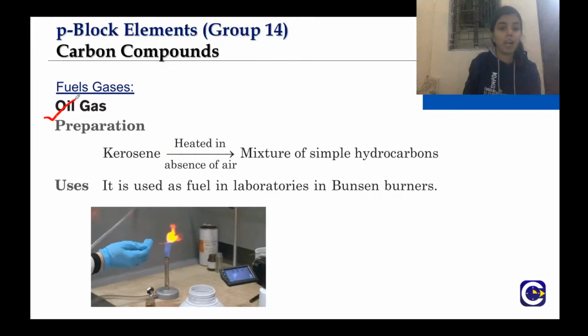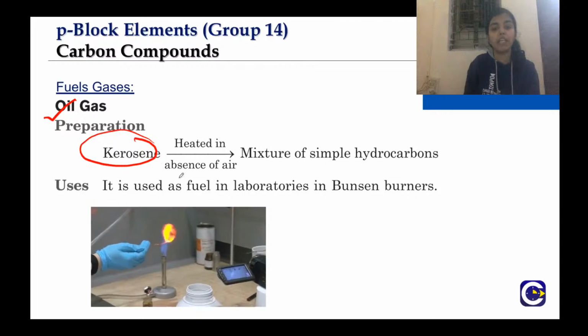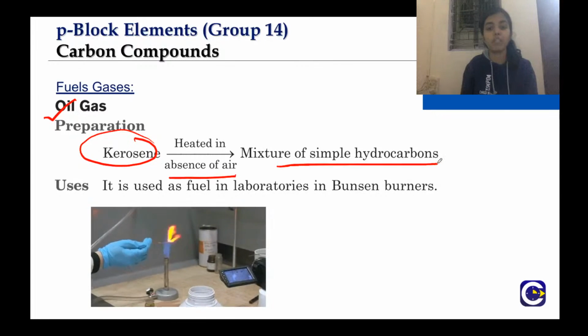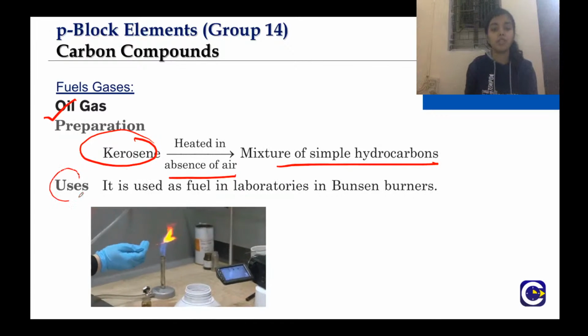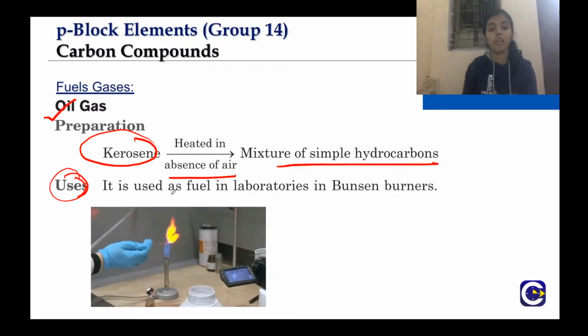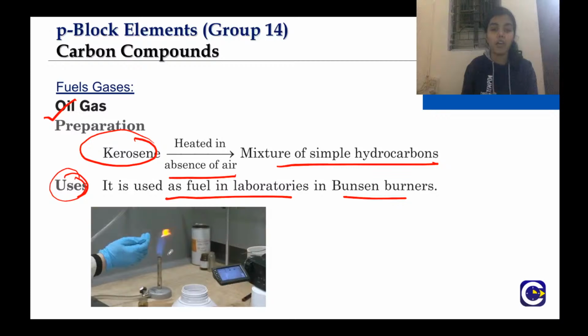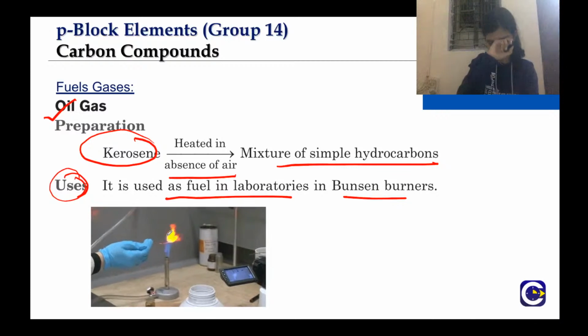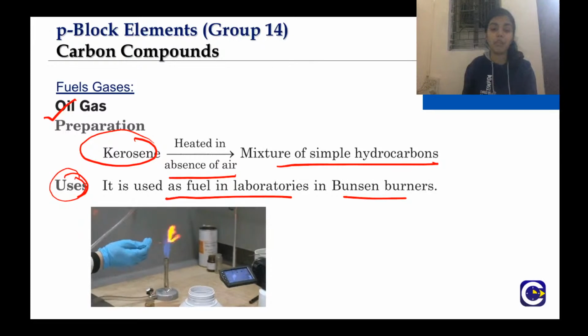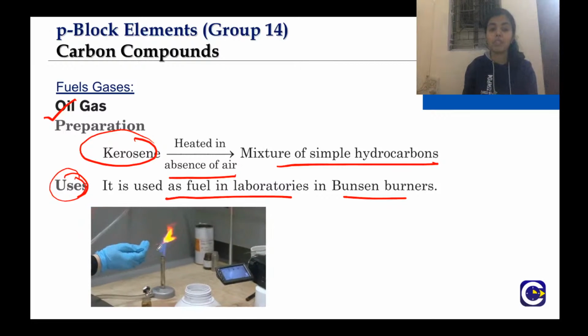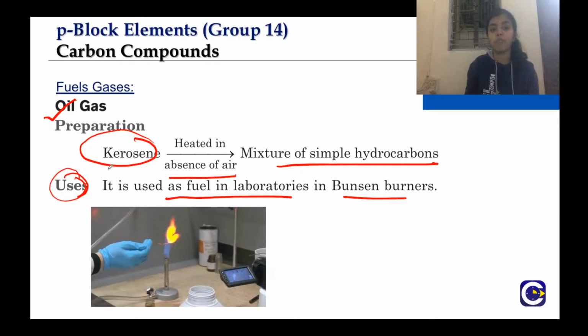Now next is oil gas. Kerosene, if you heat it in the absence of air, will give you what? A mixture of simple hydrocarbons, right? Its use involves what? It is used as a fuel in laboratories in Bunsen burners. I hope if you have visited your chemistry lab in school, the gas which is used in the Bunsen burner is oil gas, right? Basically, it is obtained when you heat kerosene in the absence of air.